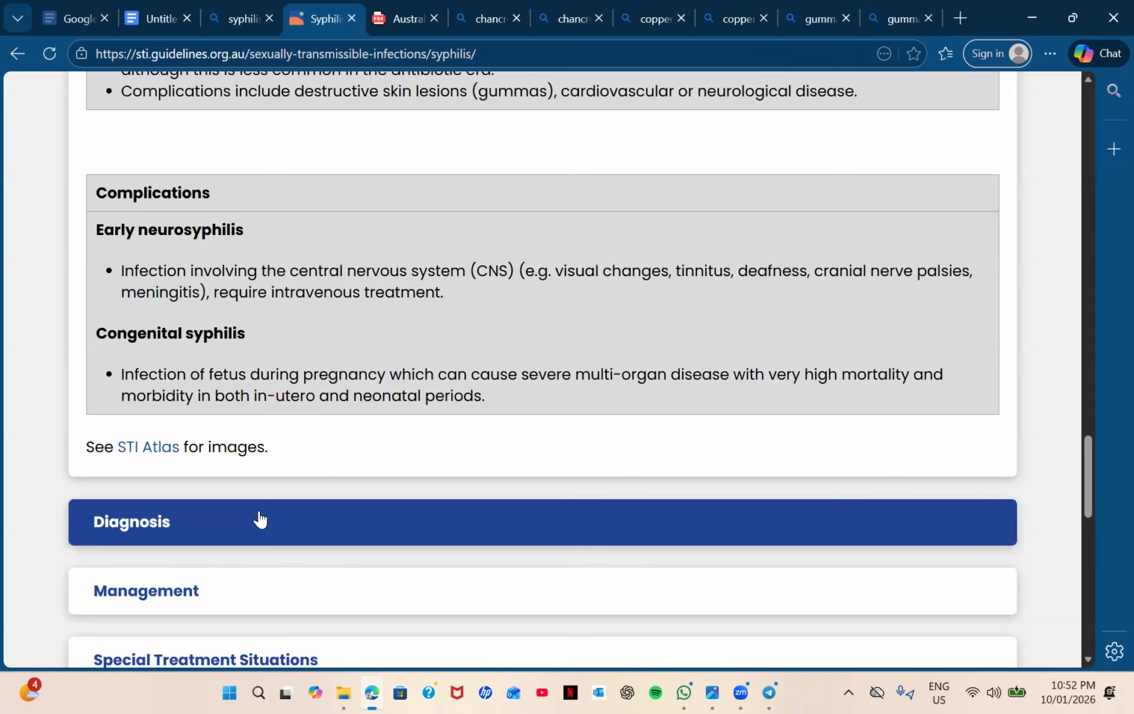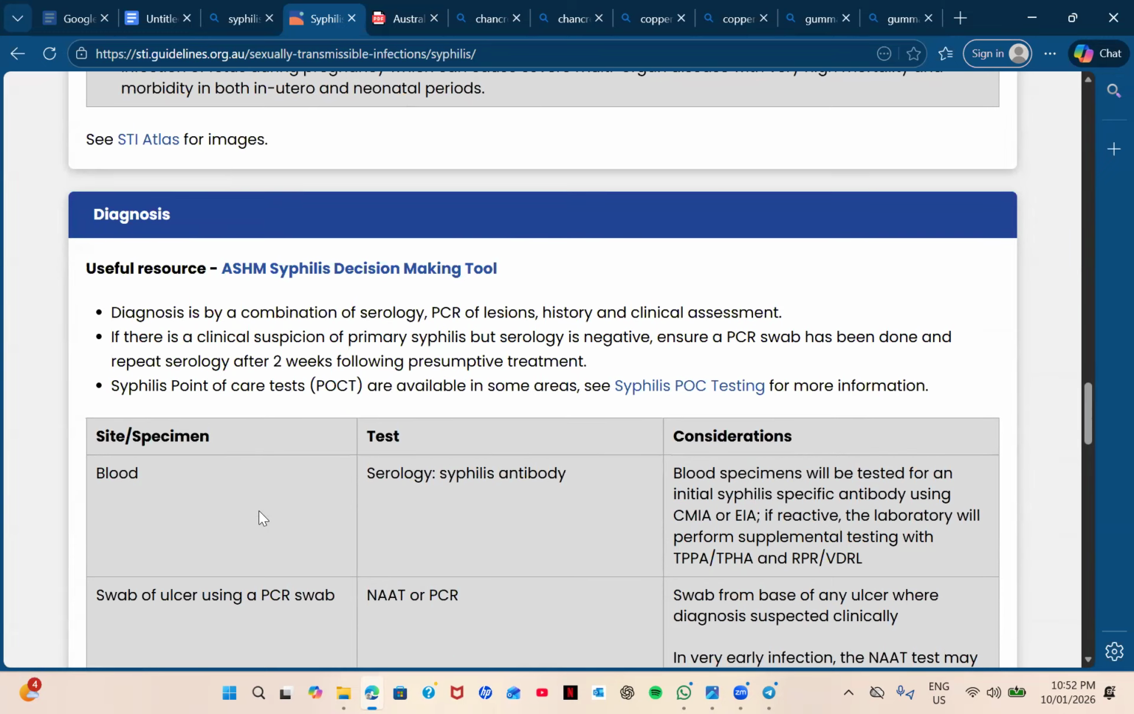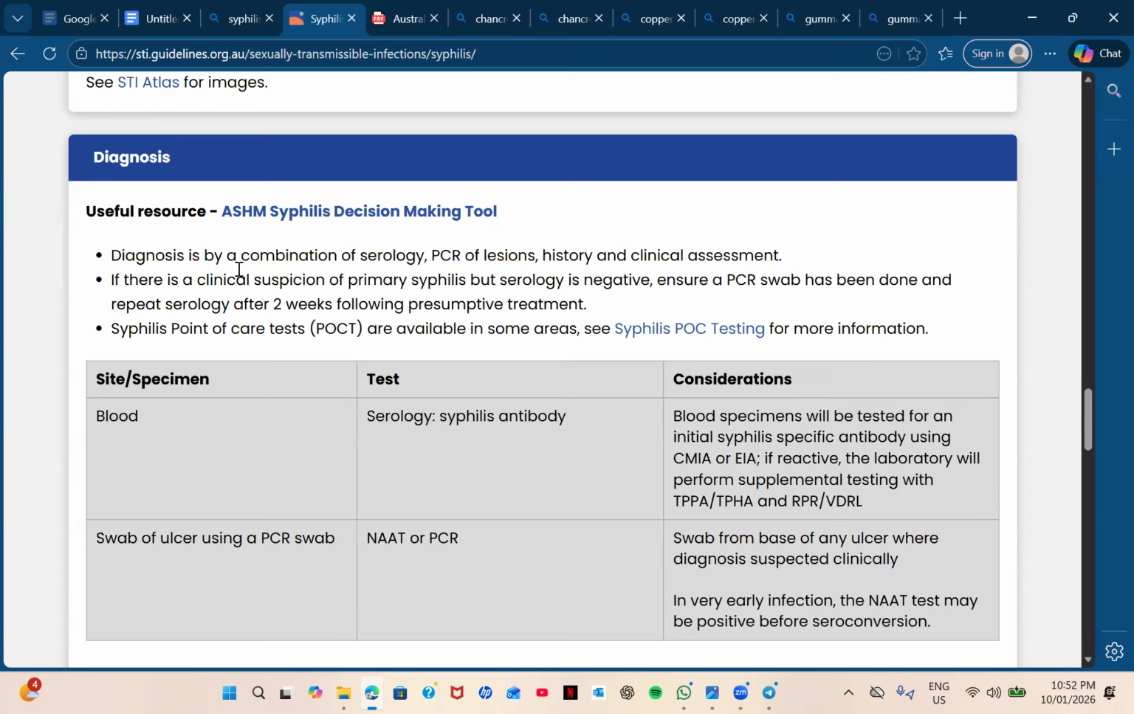Okay. So, how do we diagnose syphilis? Diagnosis is by a combination of serology, PCR of the lesions, history and clinical assessment. If there is a clinical suspicion of primary syphilis but serology is negative, ensure a PCR swab has been done and repeat serology after 2 weeks following presumptive treatment. So please remember this part, okay? It's a very high yield part.